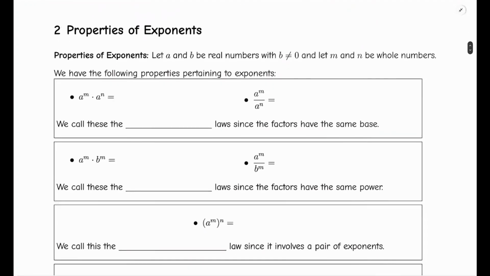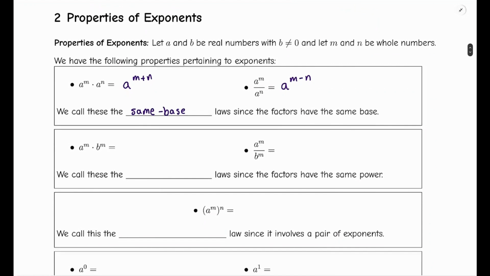Properties of exponents. Let a and b be real numbers with b not equal to 0 and m and n be whole numbers. We have the following properties pertaining to exponents. a to the m times a to the n is a to the m plus n. a to the m divided by a to the n is a to the m minus n. And we call these the same base laws, since the factors have the same base.